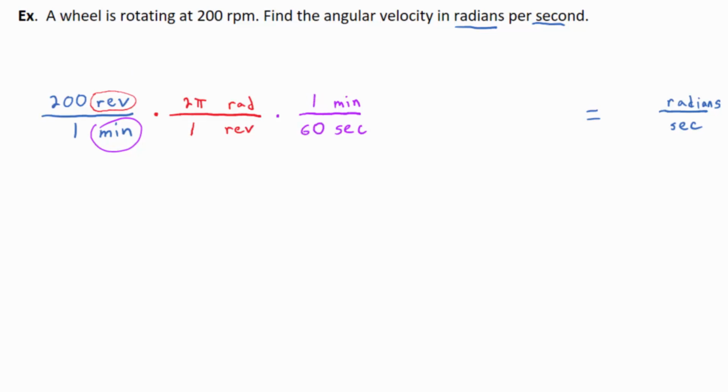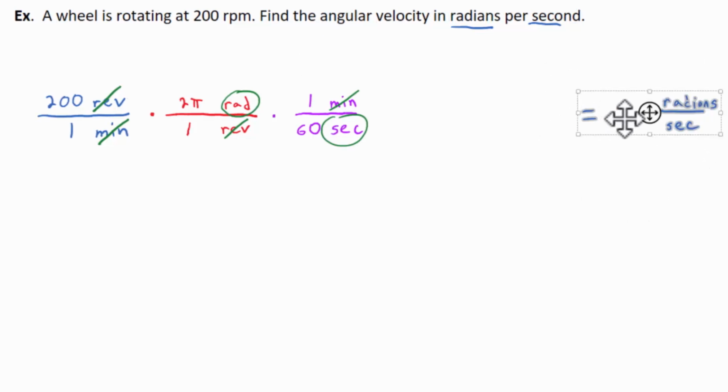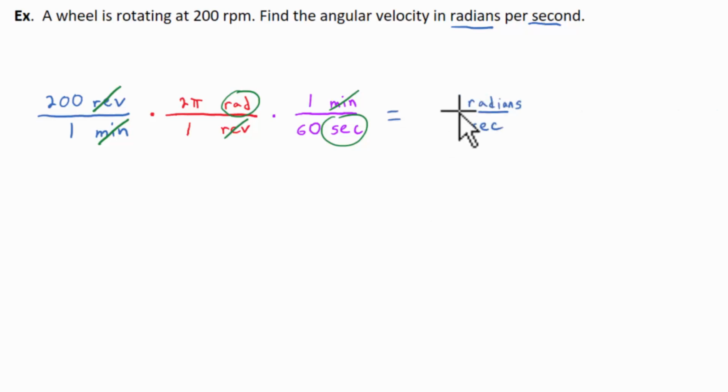So let's check our work here by actually canceling the units. We want to end up with radians per second. We'll have the revolutions cancel. We'll have the minutes cancel. And you can see that the radians and the seconds will be left. So you're pretty darn sure you did it right. That technique works great in chemistry and physics for analyzing units. It's actually called unit analysis.